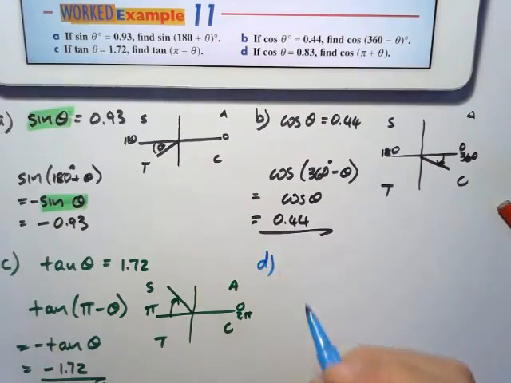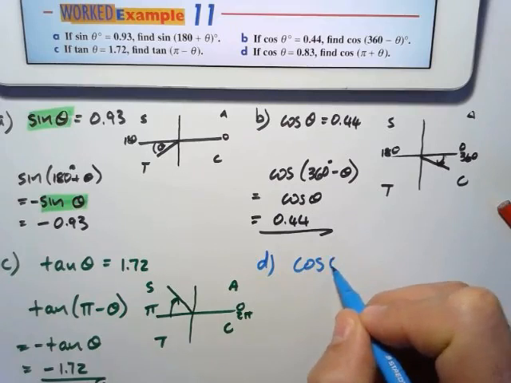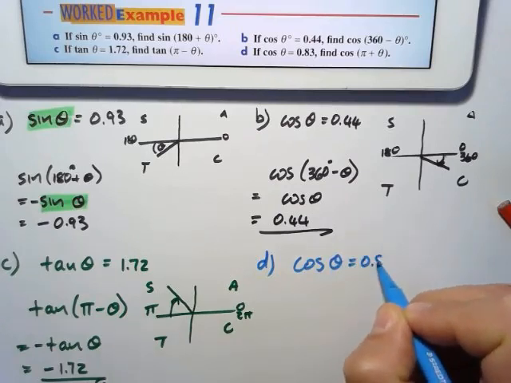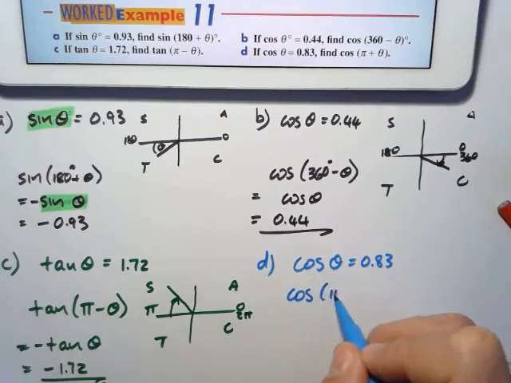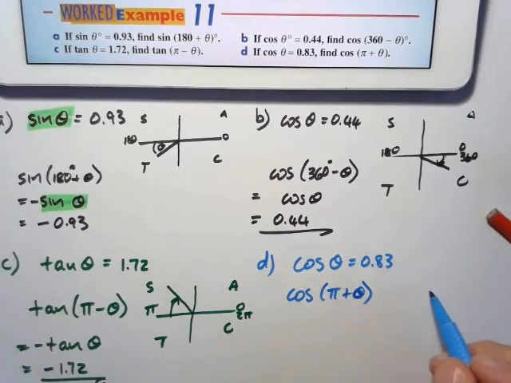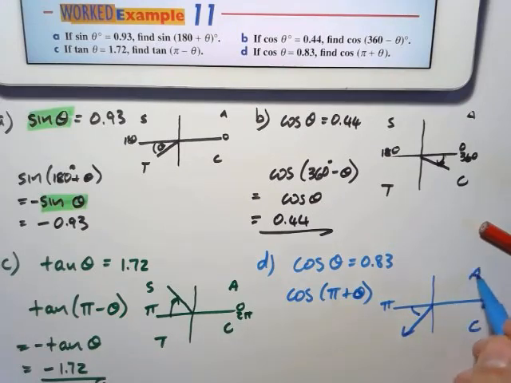Let's go to D. If the cos of theta equals 0.83, find the cos of pi plus theta. Cast diagram, 0, pi, 2 pi, pi plus, there's pi plus, so this is in my third quadrant, CAST.